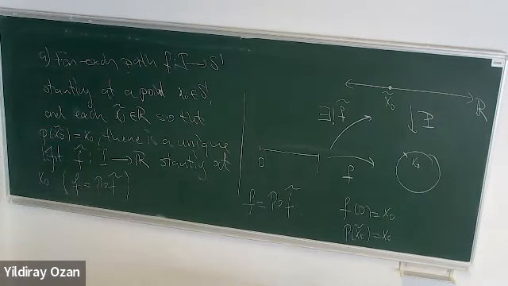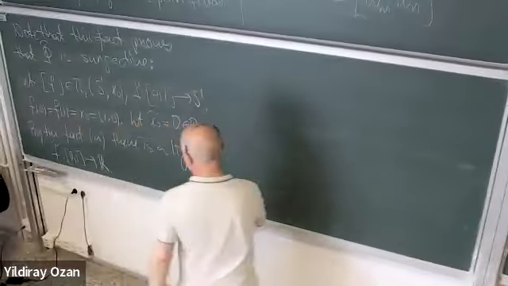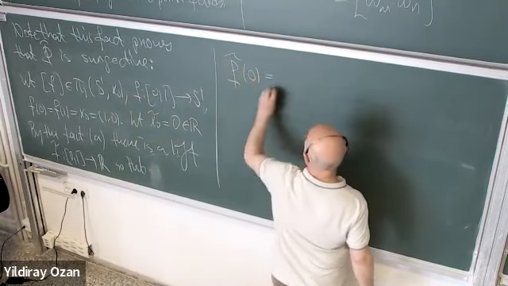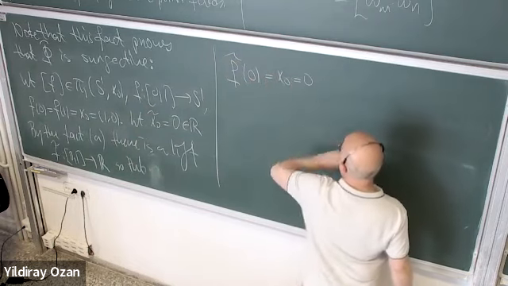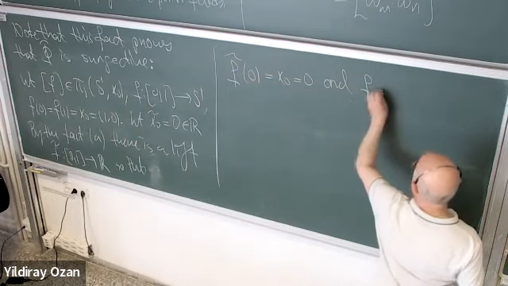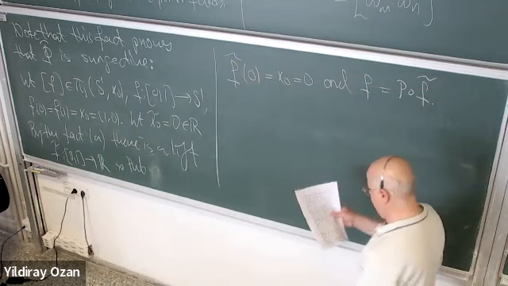Uniqueness actually is not needed here, but existence is needed. So there is a unique lift so that F0 tilde is just x0 tilde, which is 0, and F is just P composition F tilde. Okay.